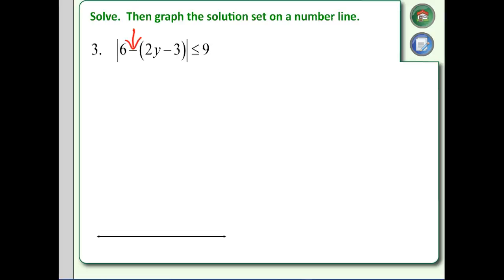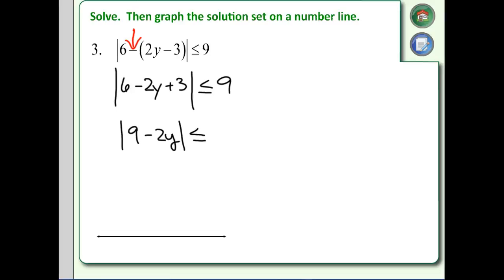We've got a minus sign. So the first thing I need to do is take care of the math inside. So we've got 6. And again, when I take care of that negative sign in front, remember that changes everybody's sign inside the parentheses. And now I can go ahead and combine like terms. So we've got absolute value of 9 minus 2y.